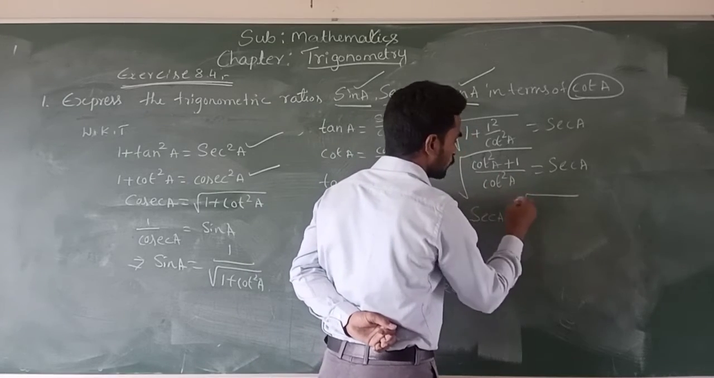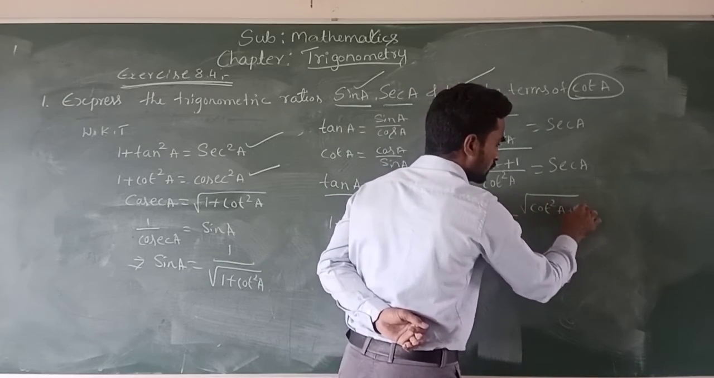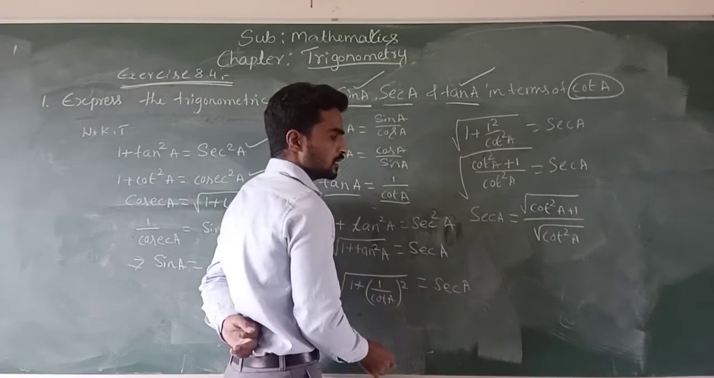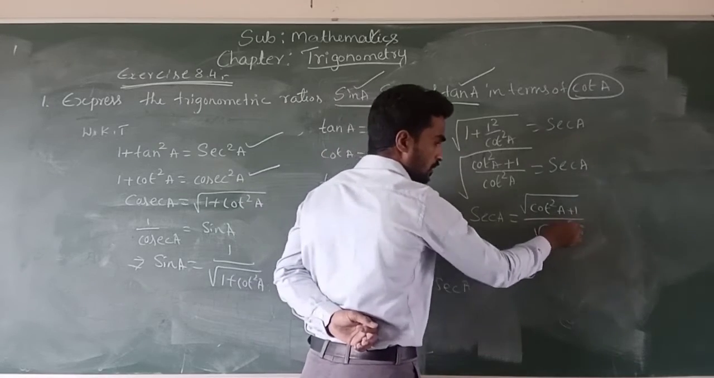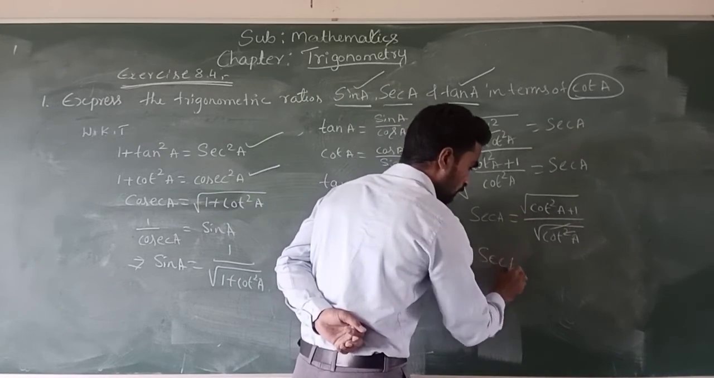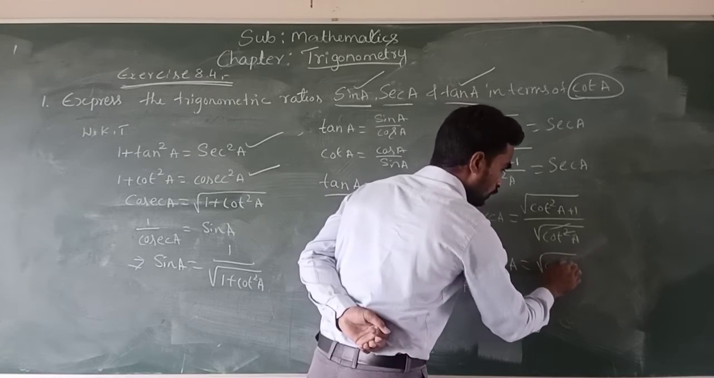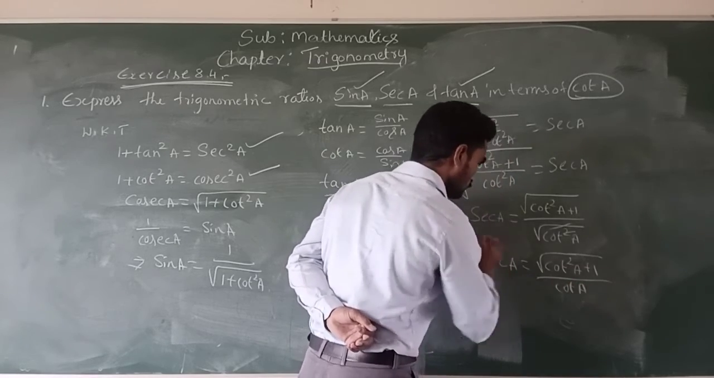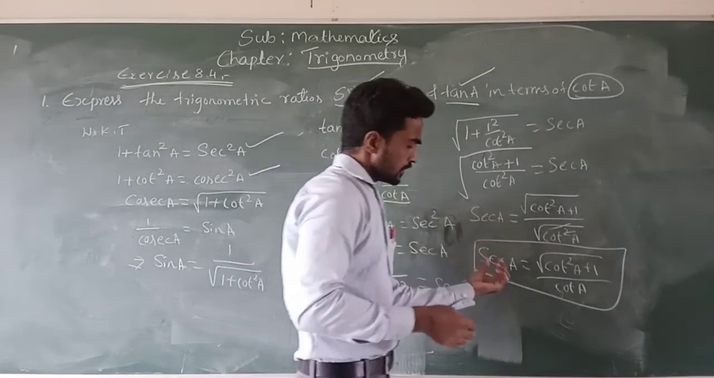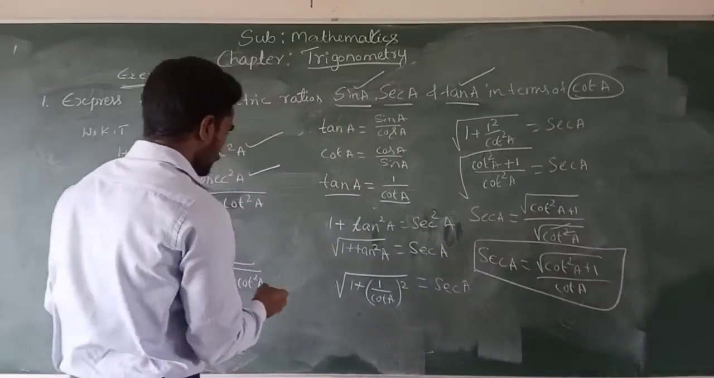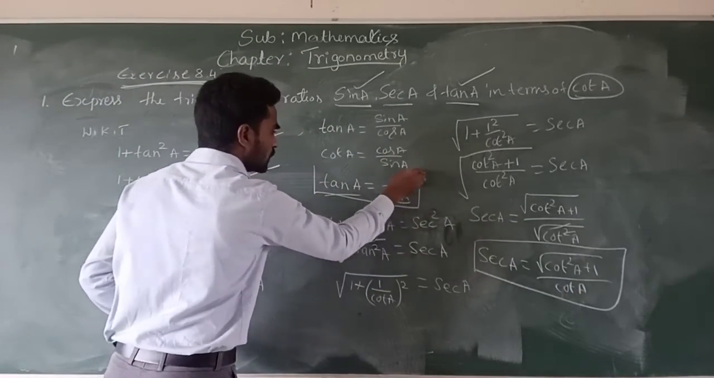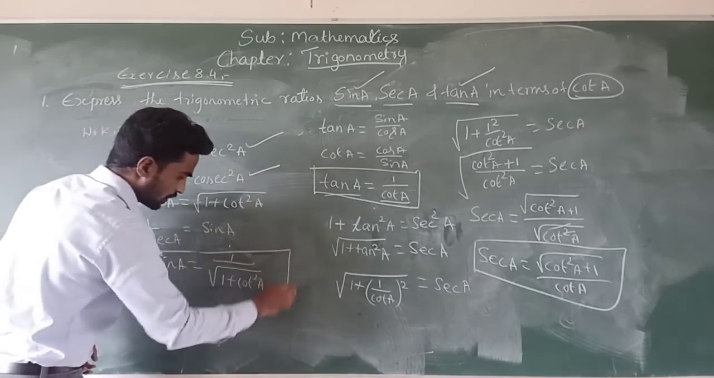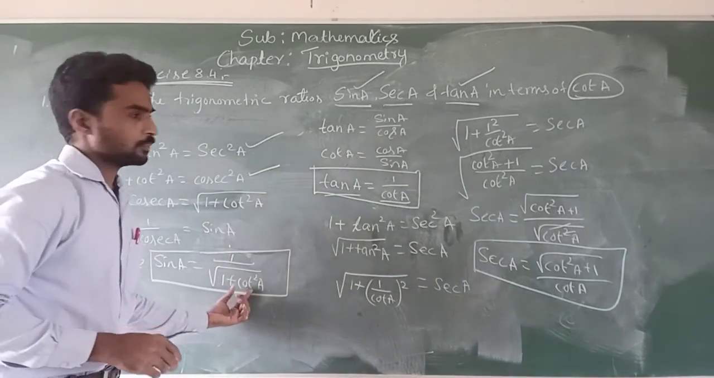Split the square root for both numerator and denominator. We get square root of cot square A plus 1 divided by square root of cot square A. Here the square root gets cancelled. Then secant A is equal to square root of cot square A plus 1 divided by cot A. This is the secant A expressed in terms of cot A. Then tan A expressed in terms of cot A, and also sin A expressed in terms of cot A.